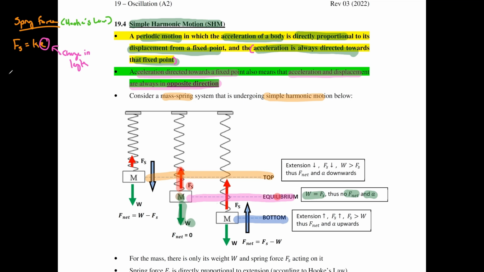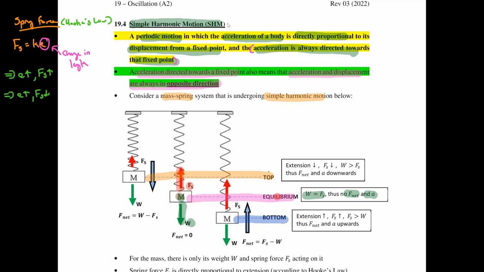Okay, so from here, there was something that you should remember. If your extension increases, your spring force increases. If your extension drops, your spring force would drop accordingly. Okay, so we are trying to make use of this relation when analyzing the top and bottom position. So let's just consider this first.